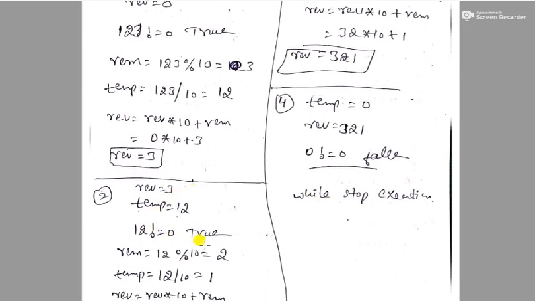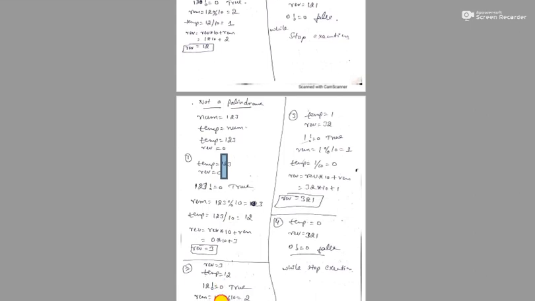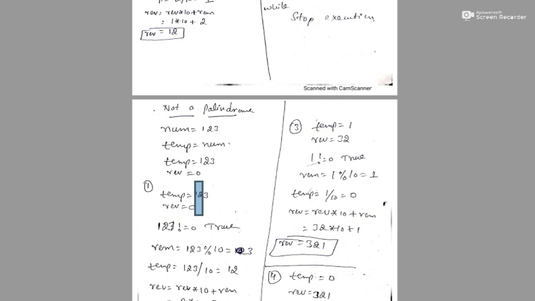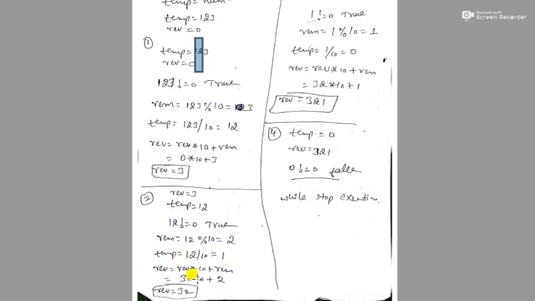So 12 not equal to 0, condition true. Remainder: 12 modulus 10 is equal to 2. Temp is equal to 12 divided by 10, then we get 1. And then what is your reverse value? Reverse value is equal to reverse into 10 plus remainder. So that reverse value will become 3 into 10 plus 2, 30 plus 2, 32.